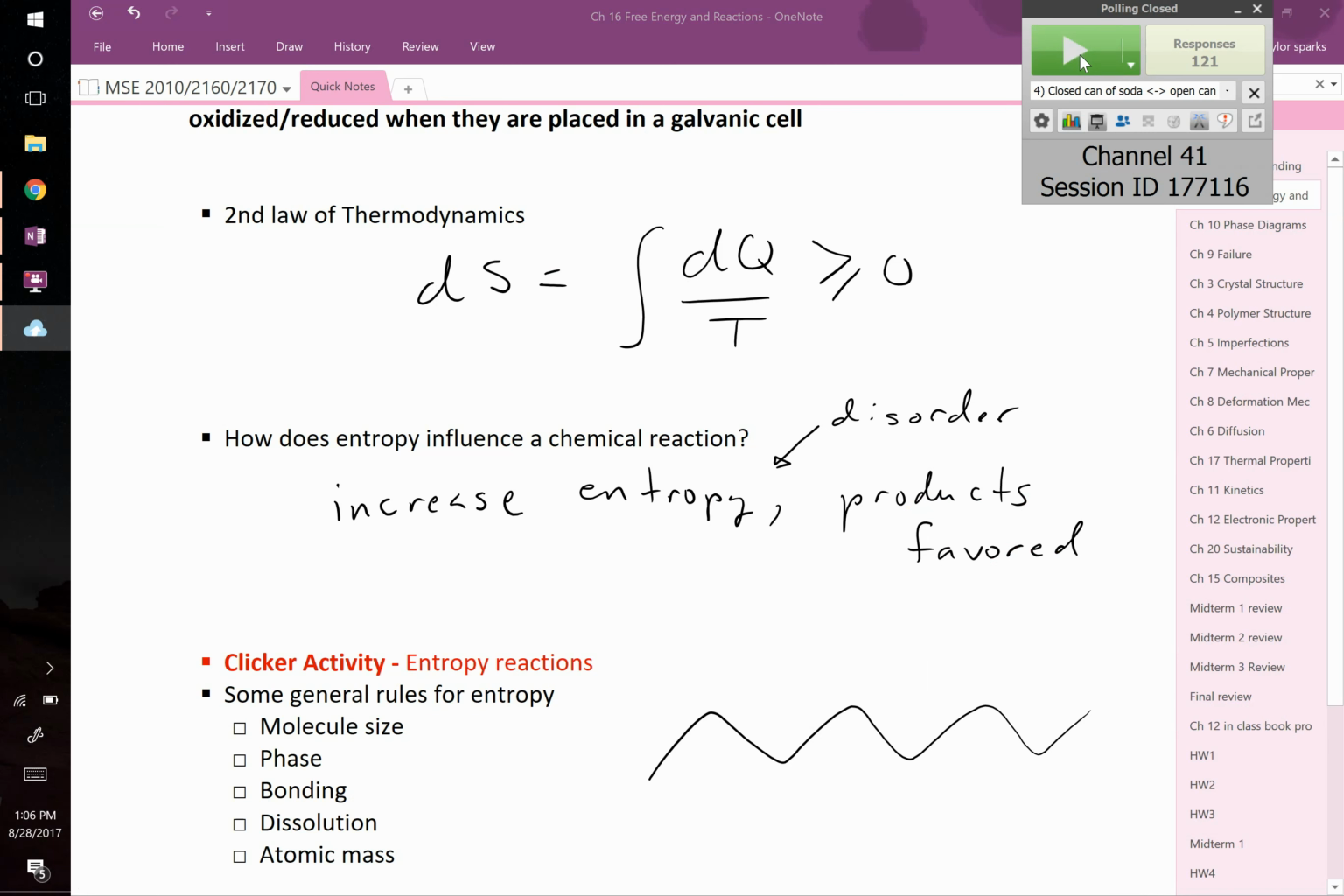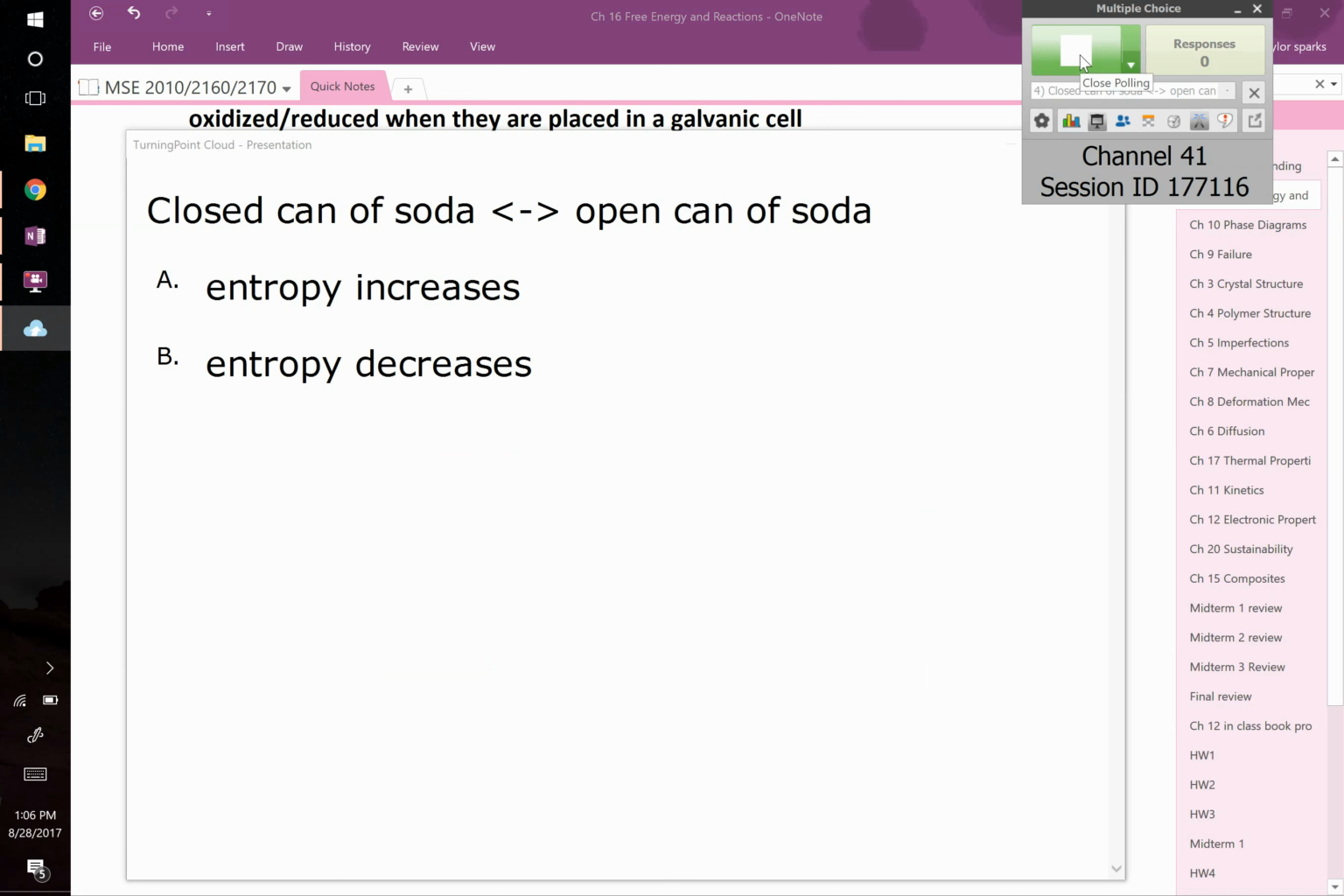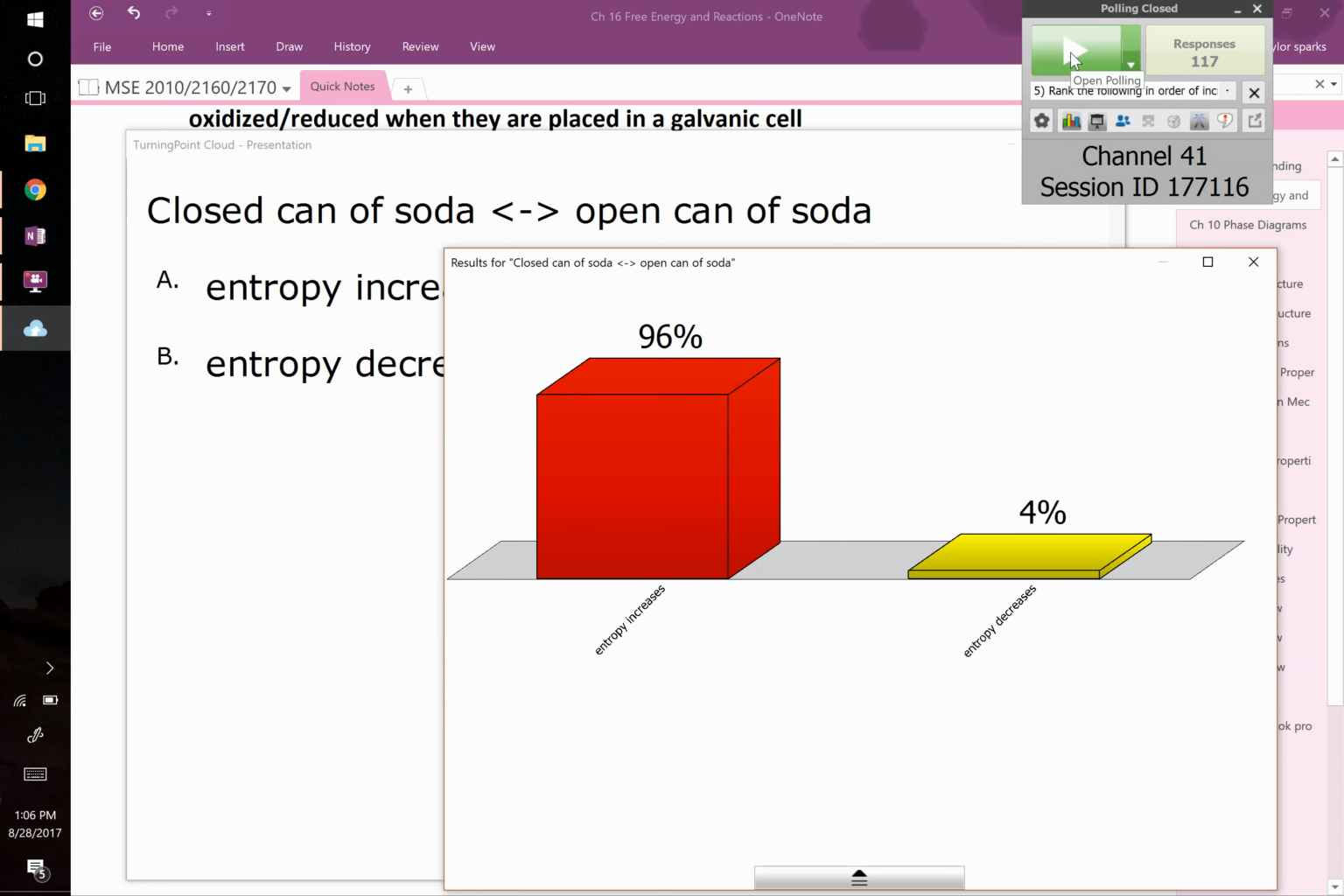This one is a closed can of soda versus an open can of soda. Entropy increase A or decrease B? Okay, I'm going to wrap this one up. Okay, who wants to give this one a shot? Entropy does increase. Anybody want to explain why?